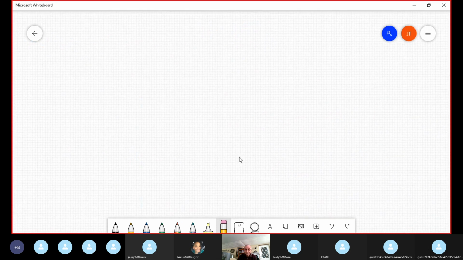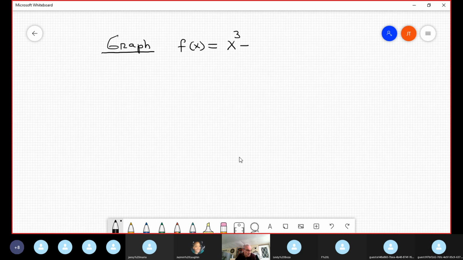Suppose, identify, no, do the graph of this polynomial function. F of x is equal to x cubed plus x squared minus 9x minus 9. Okay. Question number 1.